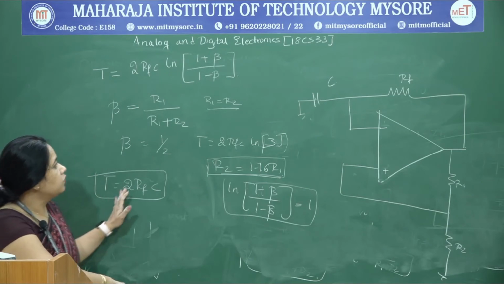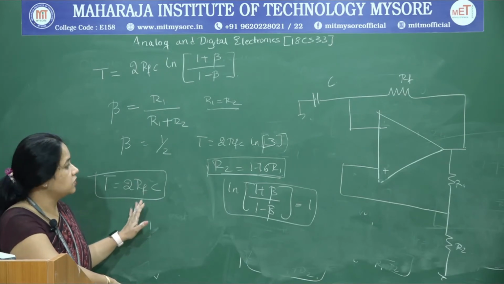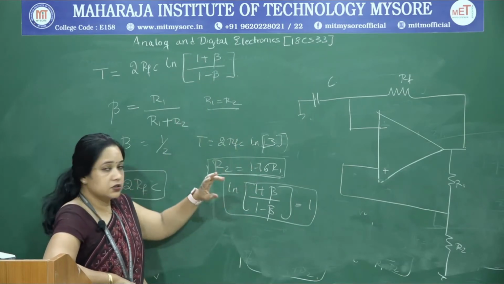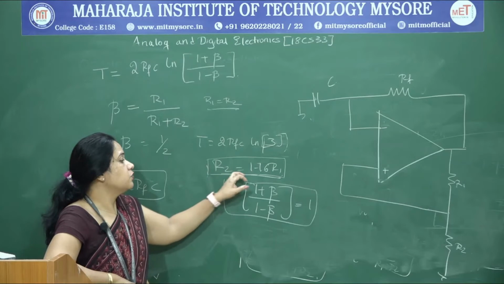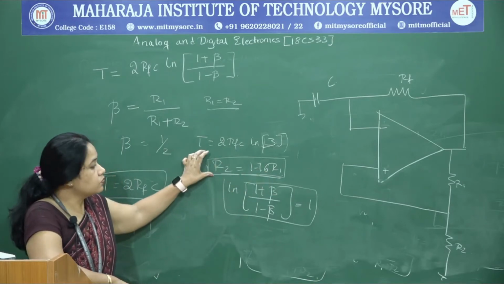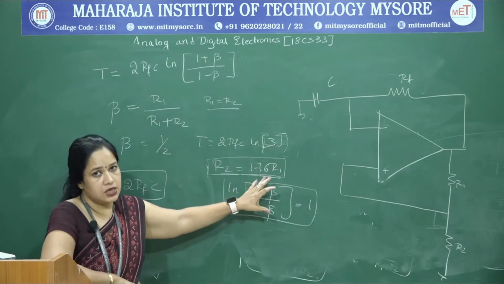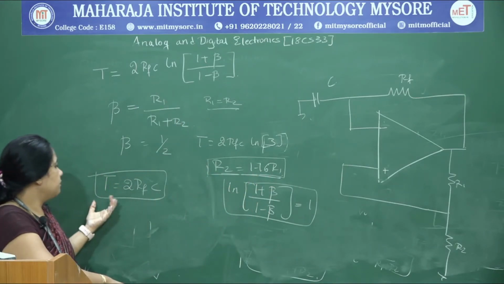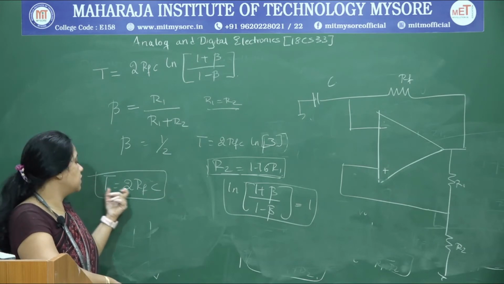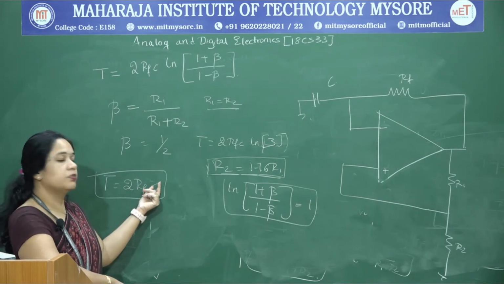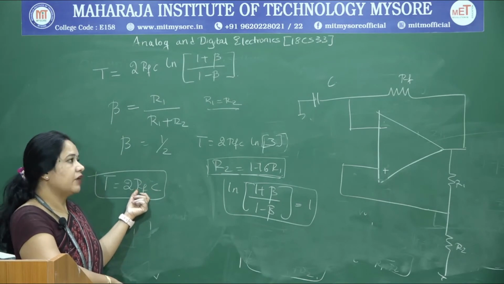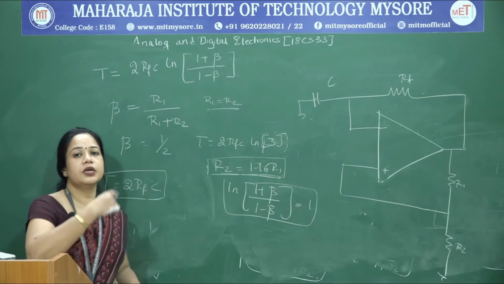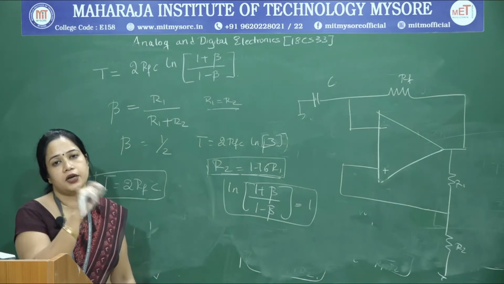In the design equation, to simplify the design expression, we choose R2 and R1 such that this logarithmic value becomes 1, and the corresponding value is R2 equal to 1.16 R1. When you choose this value, your logarithm becomes 1, giving you the expression T is equal to RfC. Choose a suitable value of C and calculate the corresponding value of R for designing it for a particular frequency.